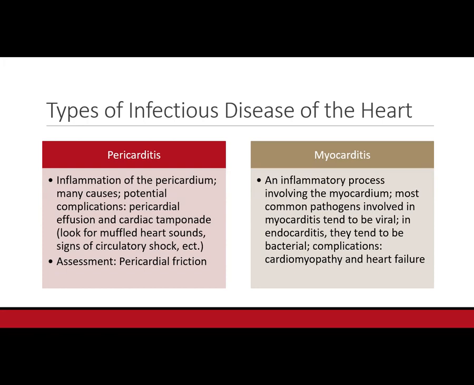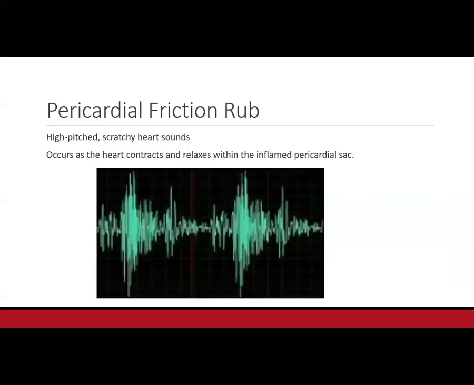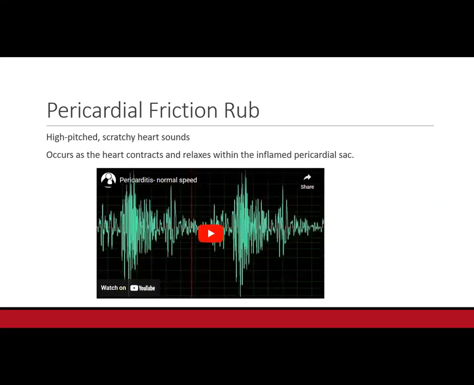For your myocarditis, it's an inflammatory process which involves the myocardium. Most common pathogens involved in the myocarditis tend to be viral, and endocarditis, they tend to be bacterial. Complications can include cardiomyopathy and heart failure. So here is our pericardial friction. Like we said, this is associated with pericarditis. I do have a video on here that just does the sound of what it sounds like, but it's a high-pitched, scratchy heart sound. And it basically occurs as the heart contracts and relaxes within the inflamed pericardial sac.